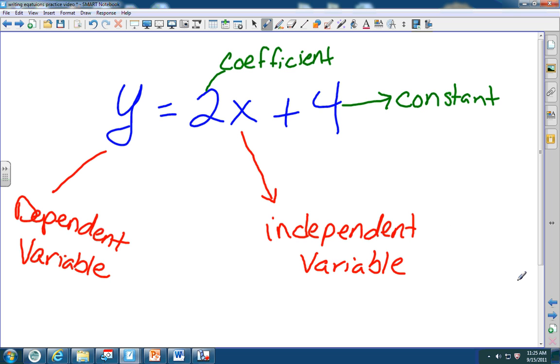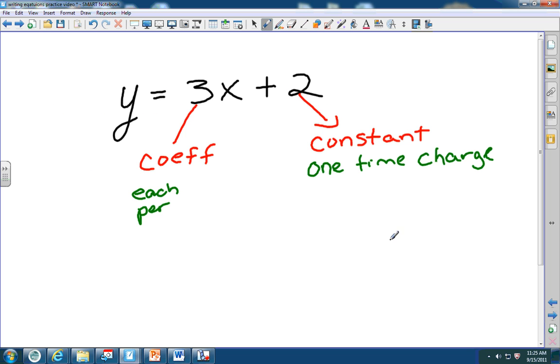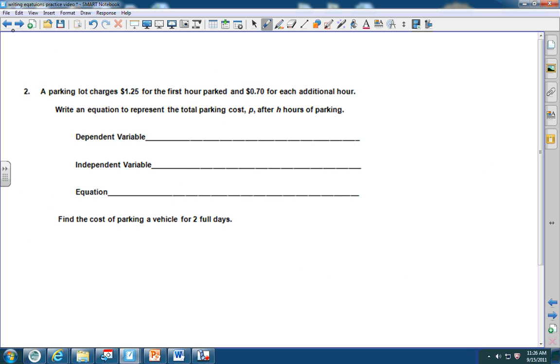Now, I did put a note on some of my other ones over here. Right here, see where it says coefficient? A lot of times when we see the word per and each, that's going to help us figure out which number is the coefficient. That's not always true, though, but a majority of the time it is. When it's a one-time charge, it's going to be your constant. When it's something that happens just once, that's what that 2 is. This coefficient is going to happen each time my x is increased.